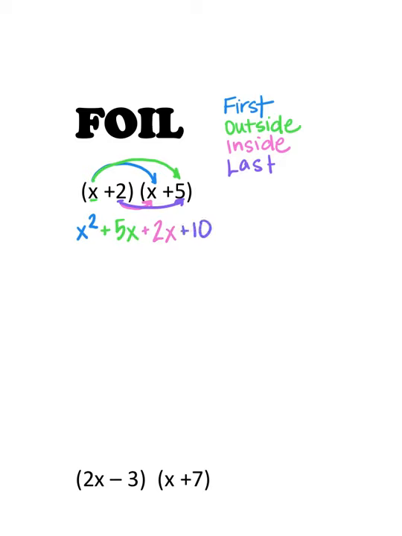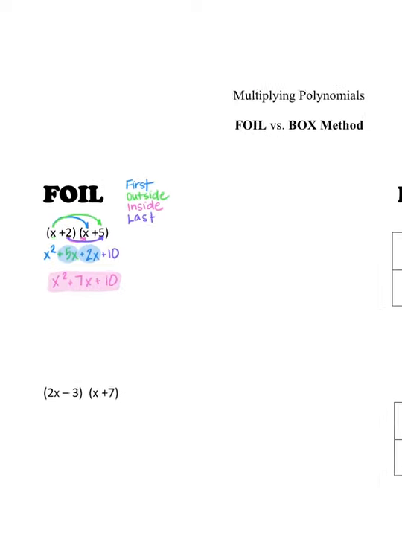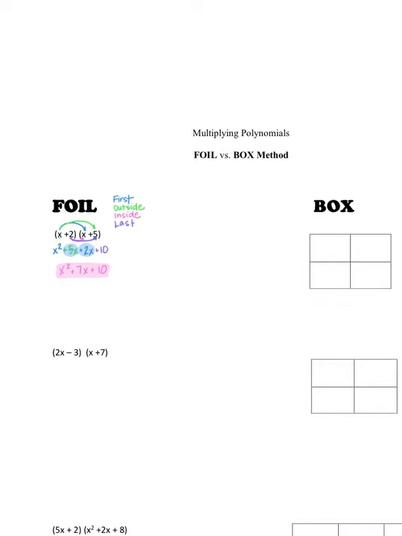And now we can combine like terms. So we do have a 5x and a 2x that can be combined, which then gives us x squared plus 7x plus 10. Okay, and that's the answer here because we can now no longer combine any of those terms. Okay, that's FOIL.